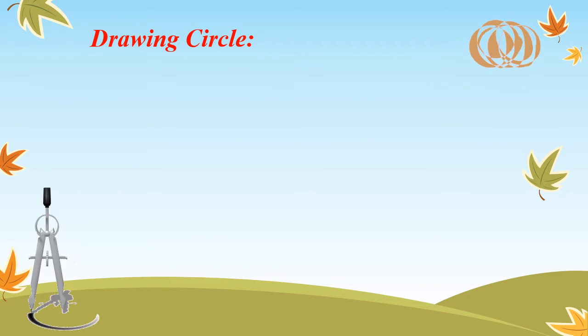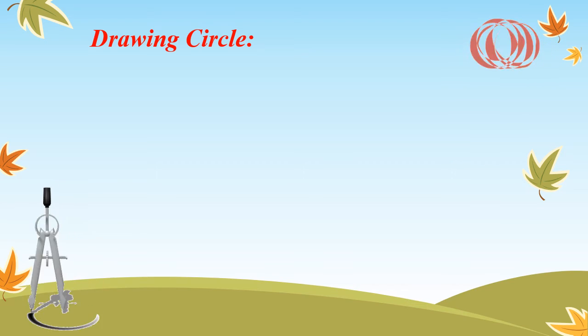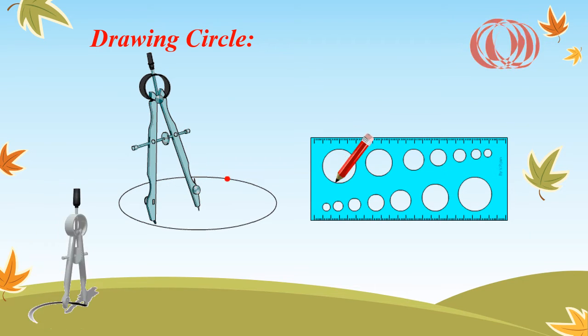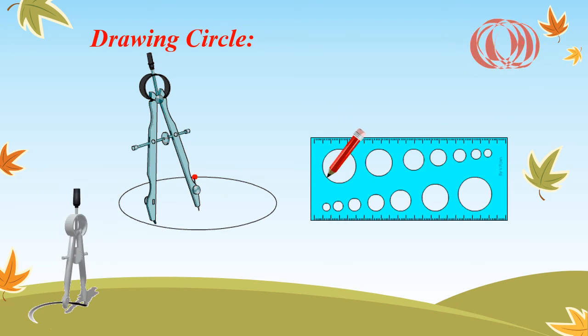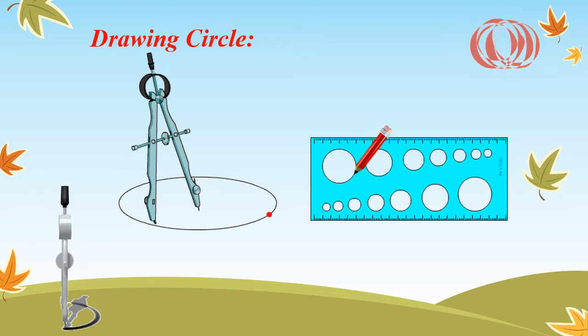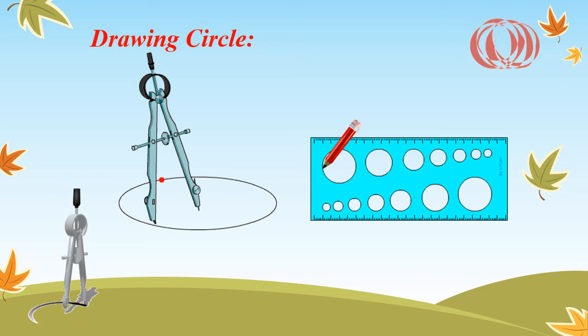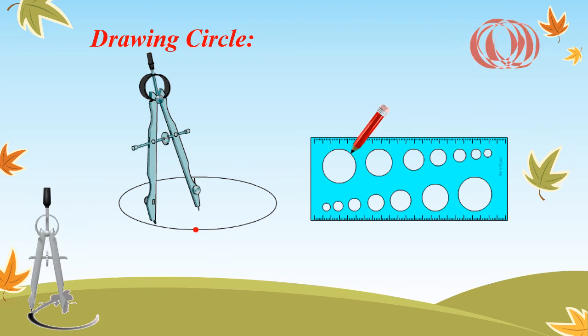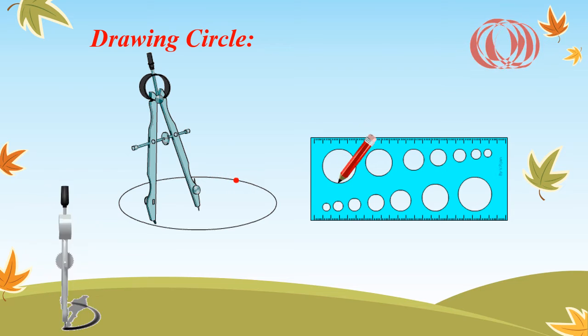I want to know how I can draw a circle. First of all, let's know what tool I use to draw a circle. I have two tools. The first one is the compass. I can draw a circle with a compass or with a special ruler, which we call a chaplon. So I have two tools, but here we will use only the compass. Let's start and see how we can draw a circle.